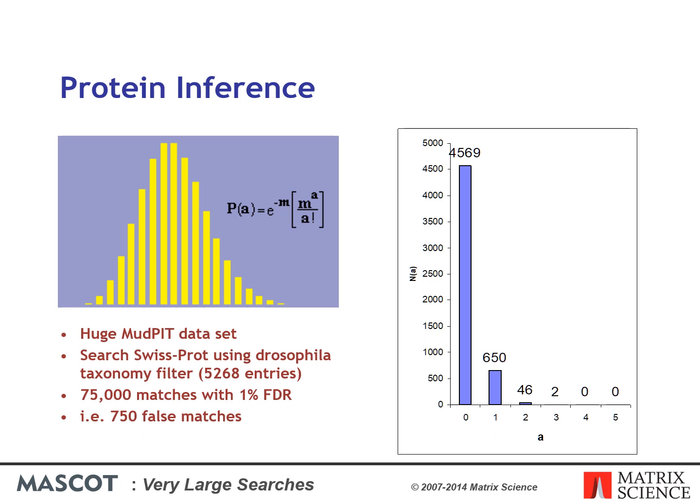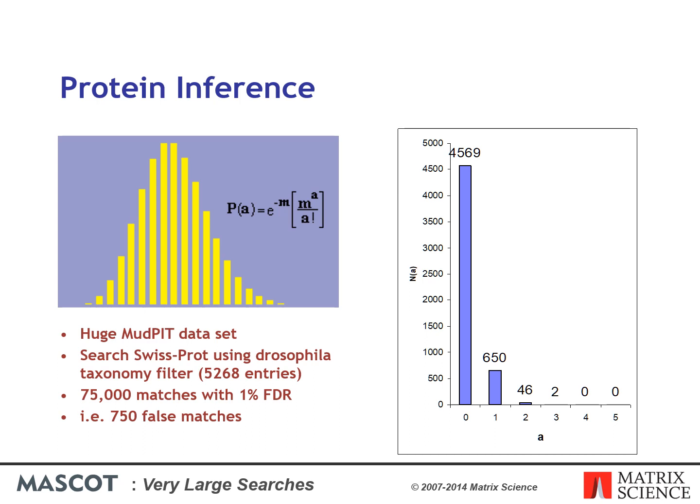In a search with a large number of spectra and a small database, even though the peptide false discovery rate is low, a protein can pick up multiple false matches by chance. This is easily calculated using a Poisson distribution, where m is the average number of false matches per protein. In this example, m is 750 divided by 5,268, and we would expect 650 database entries to be one-hit wonders. However, 46 entries will pick up 2 false matches, and 2 entries will pick up 3, which could mean we report 48 false proteins.